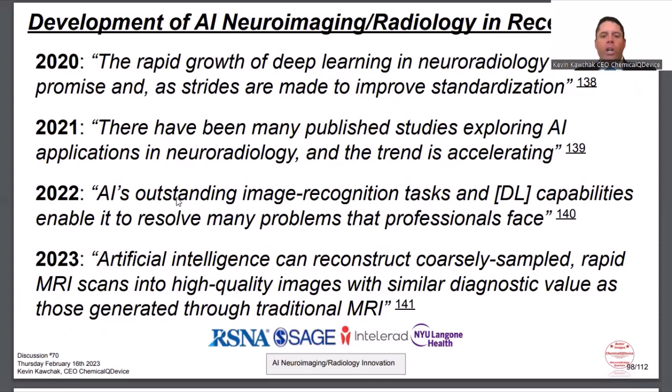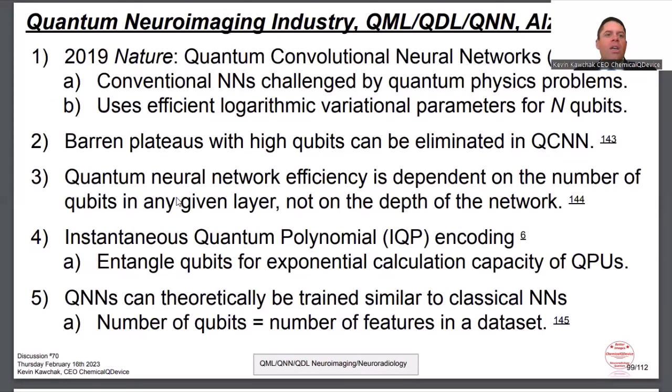I'll just skip to the 2023 one, which is basically saying that with AI you can reconstruct coarsely sampled MRI scans into high quality images. There's a company called Subtle Medical that takes fewer scans of an MRI, so you don't have to wait as long. Time is an issue. So there are these developments in QCNNs, and then you could see the one I was referring to before, instantaneous quantum polynomial encoding, IQP.